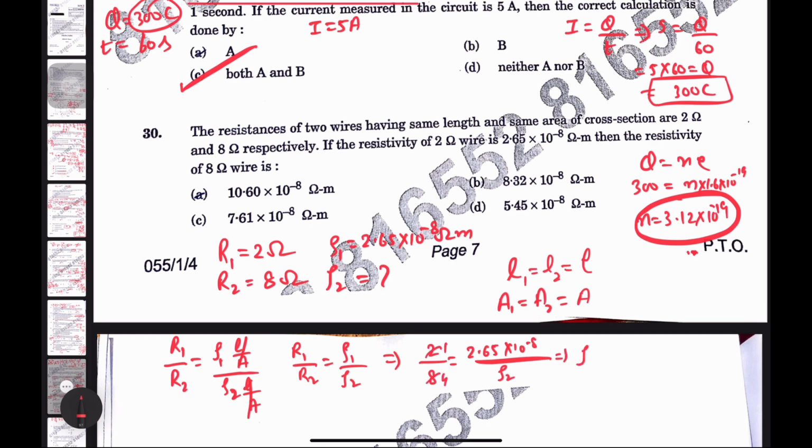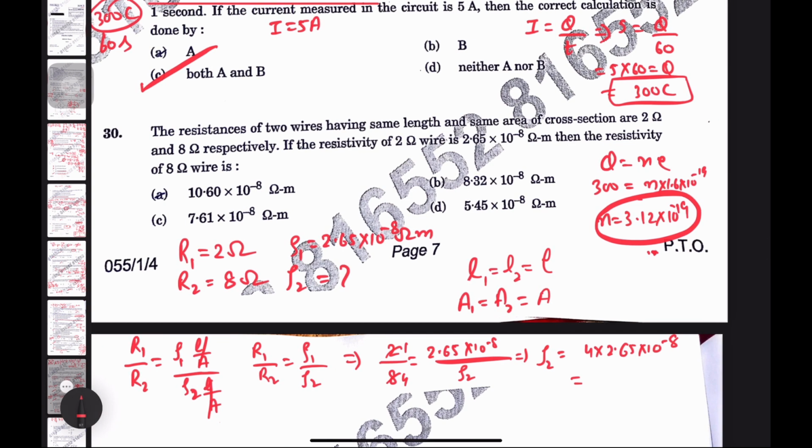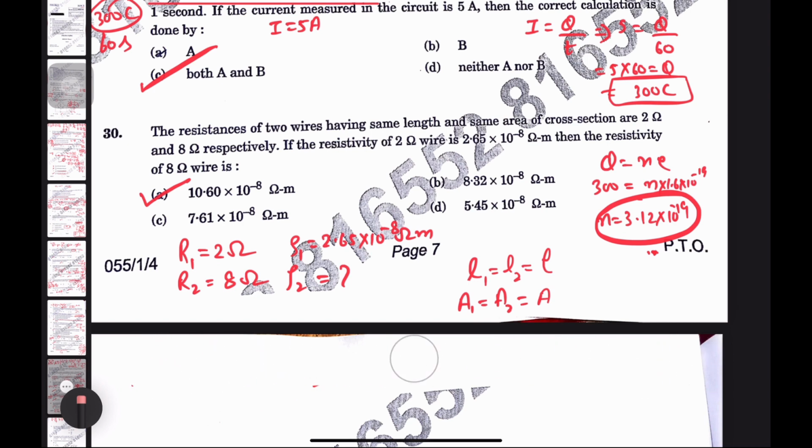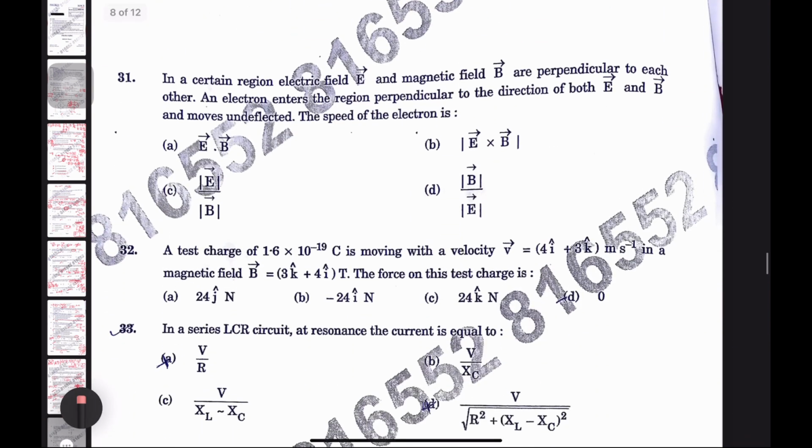So cross multiplying, we are having rho 2 is equal to 4 into 2.65 into 10 raised to power minus 8. So on multiplying this, we are having rho 2 is equal to 10.60, that is option A. So 10.60 into 10 raised to power minus 8 ohm meter. So this was all the calculation for question number 30. Again, it was an easy question.